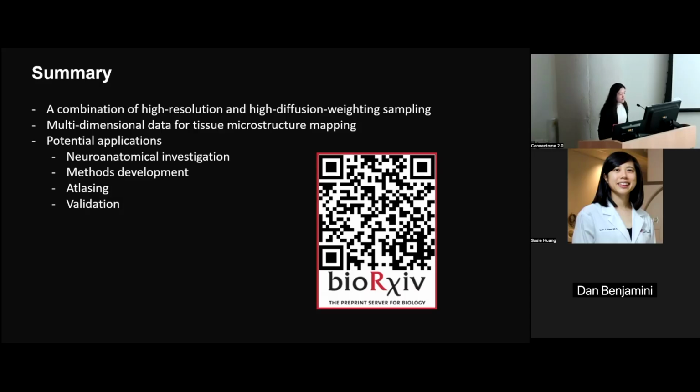And last but not least, with the data coming from all the other modalities, this will become a foundational resource for validation and improvement of non-invasive diffusion MRI.